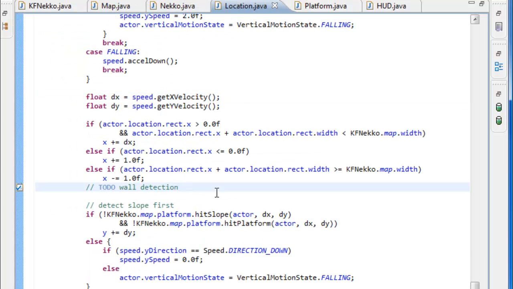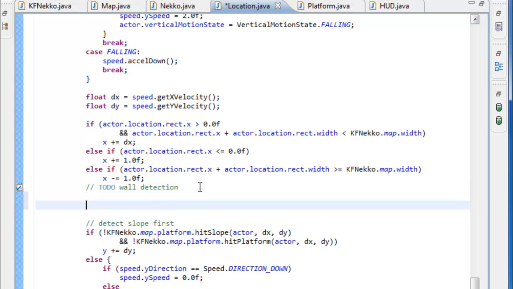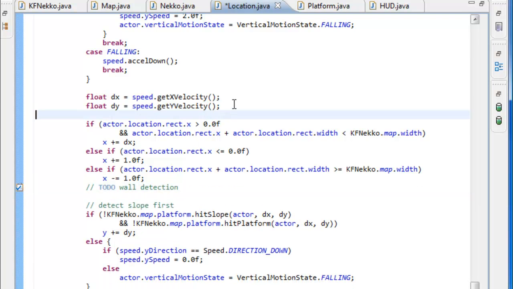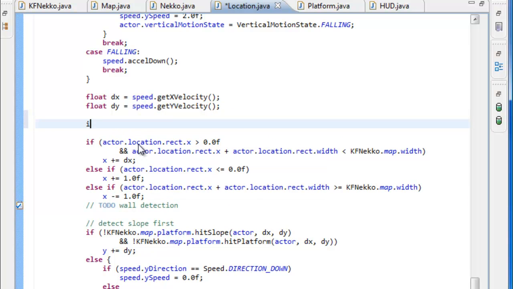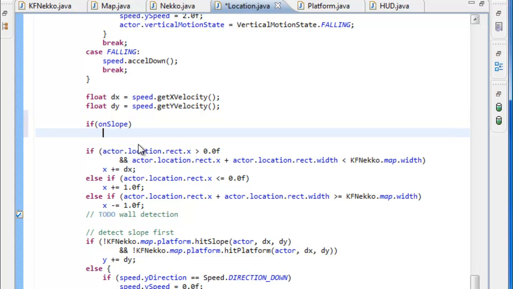The solution is that whenever we're on a slope, we need to slow down. In here, before we even offset our x, right after we calculate our dx, if we're on slope, we're going to multiply our dx by 0.4. Meaning we're going to decrease our dx, our velocity in the x direction, by 60% if we're on a slope.